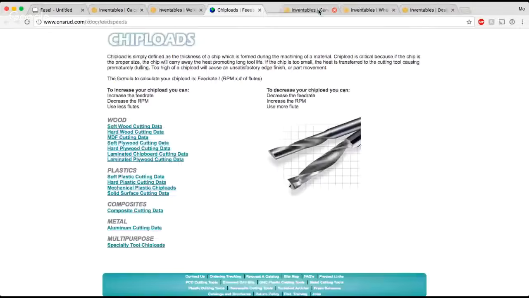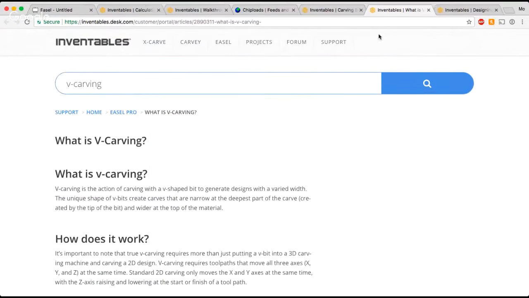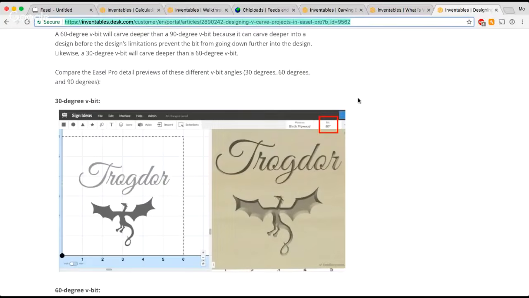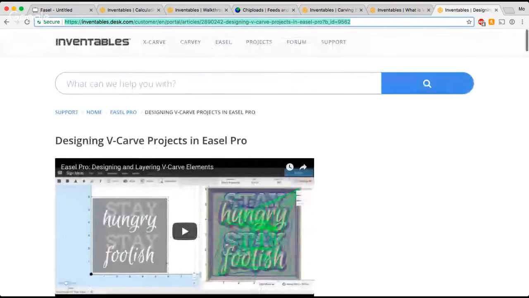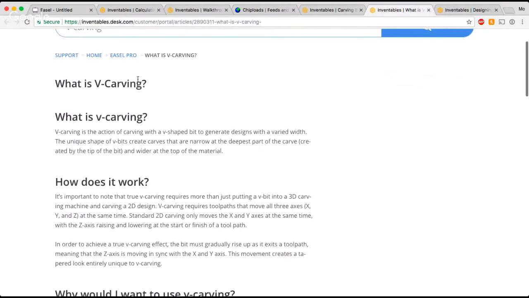There are still some things you want to be aware of, and I'll get to those in a little bit. For people who don't know what V-bits are, we have a really helpful resource in our support center. This article is Designing V-carve Projects in Easel Pro. We also have another one called What is V-carving?